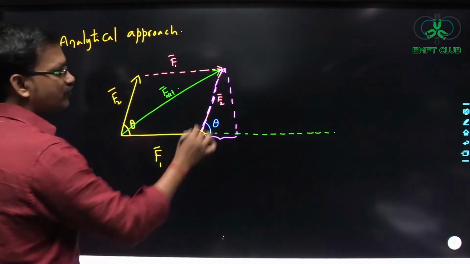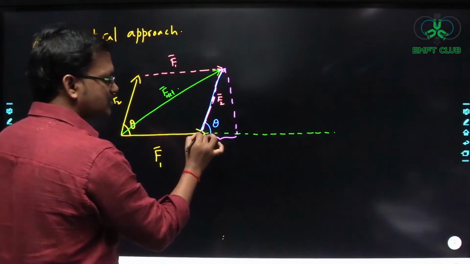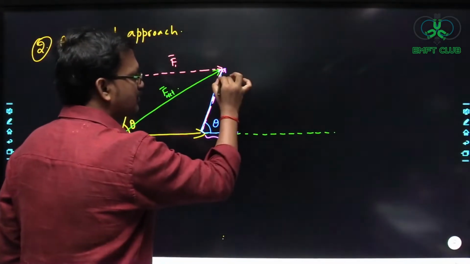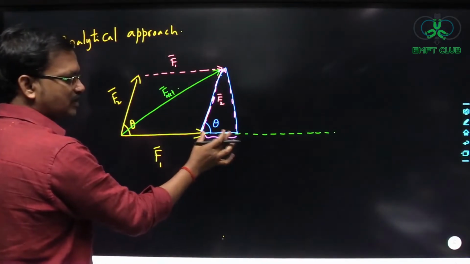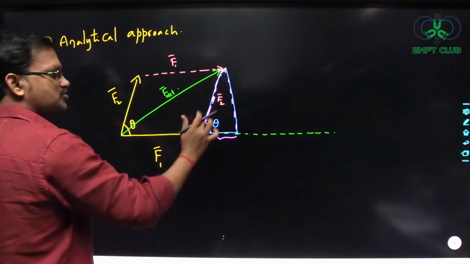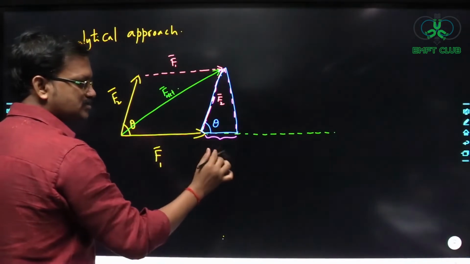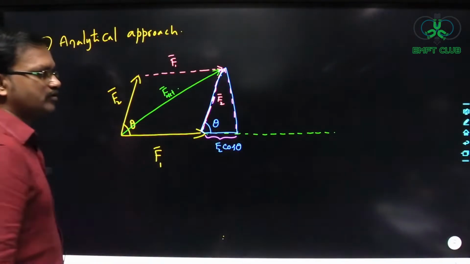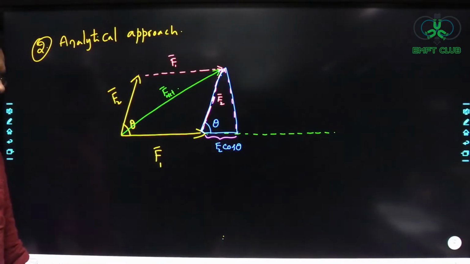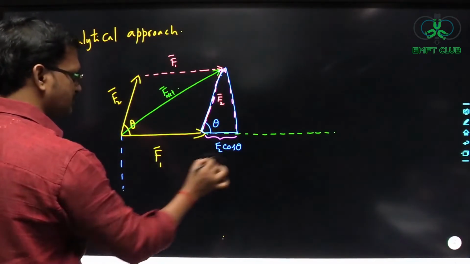Right. Now from this right angle triangle, this is nothing but the adjacent side. The hypotenuse magnitude is F2. So the distance from here to here, this adjacent side, will become F2 cos theta. Right? Okay. So now what is the total distance from here to here?